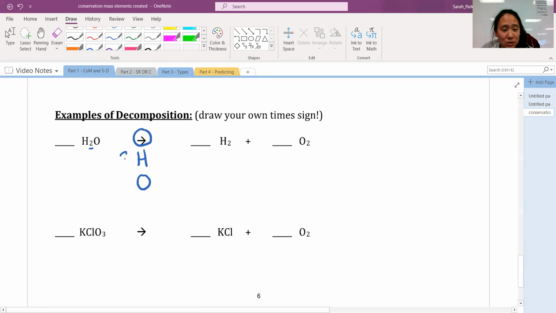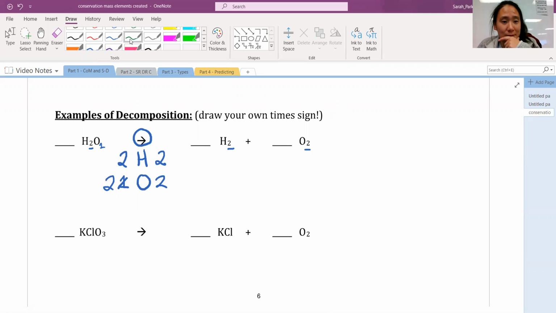I have 2 hydrogens on the left. I have 2 hydrogens on the right. I have only 1 oxygen on the left, but I have 2 oxygens on the right. So you're like, oh man, not balanced. Have to balance it out. So my oxygens are not balanced. So you got to fix this first. This 1 needs to be multiplied up to a 2. So total of 2 is my goal.